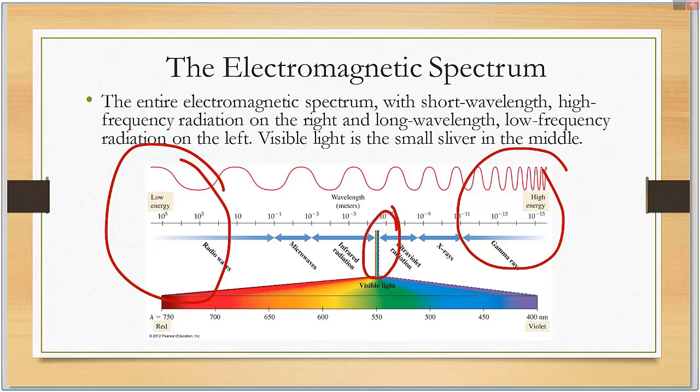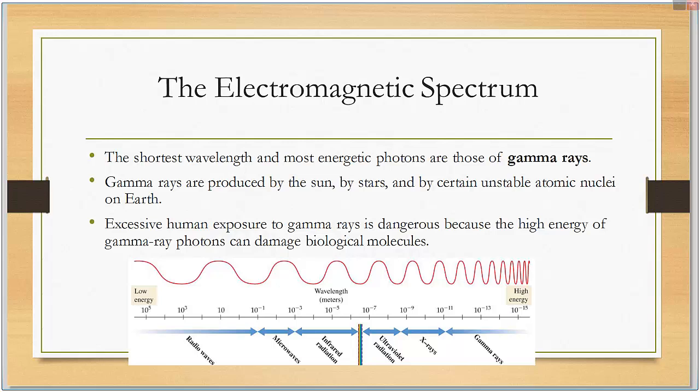So the shortest wavelength here are the gamma rays. Gamma rays are produced by the sun, the stars, and by certain unstable atomic nuclei on Earth. Excessive exposure to gamma rays is dangerous because of the high energy of gamma ray photons that can damage biological molecules.